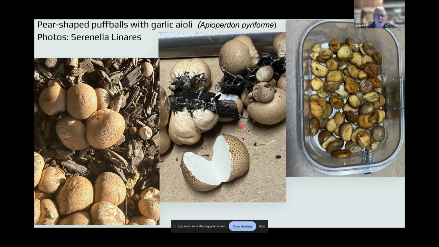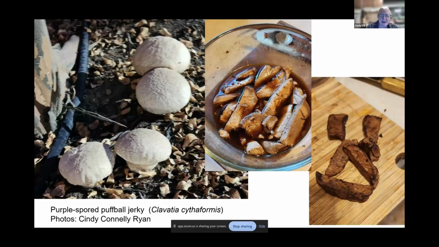So Serenella prepped hers with a garlic aioli sauce. It looks quite delicious. Who's running the slides? Tom, can you pull up the next slide?